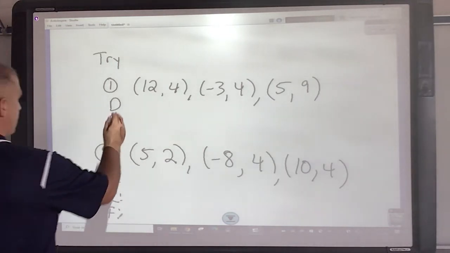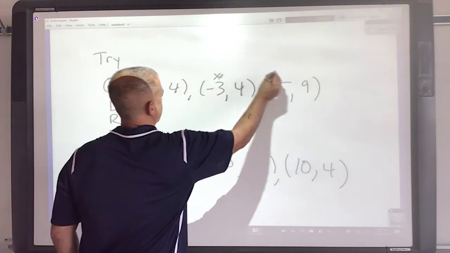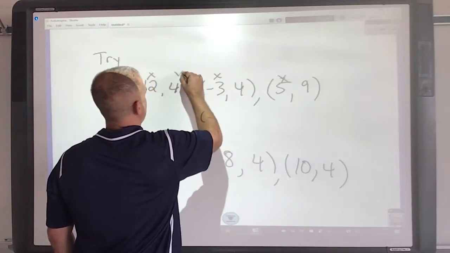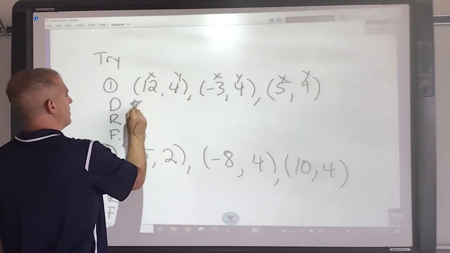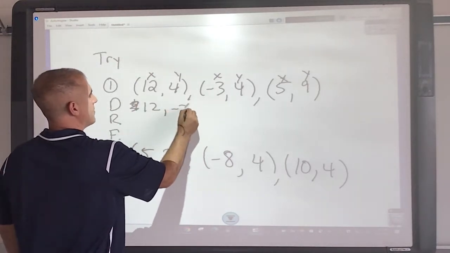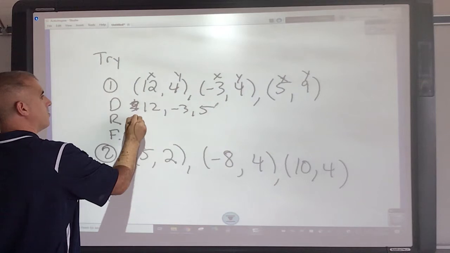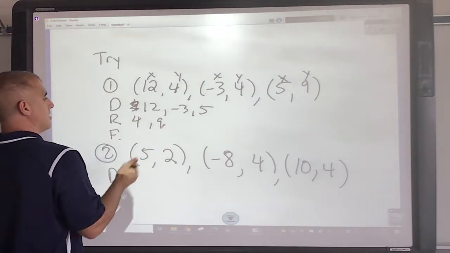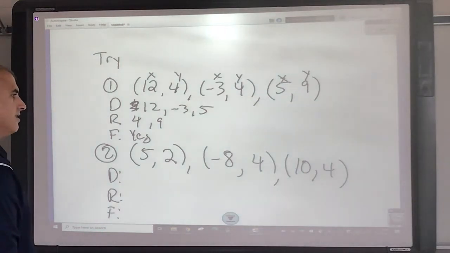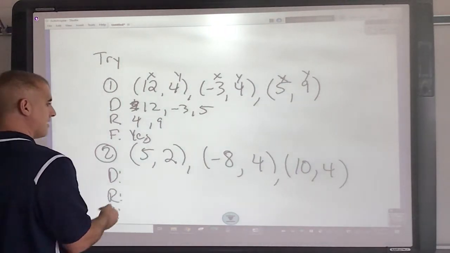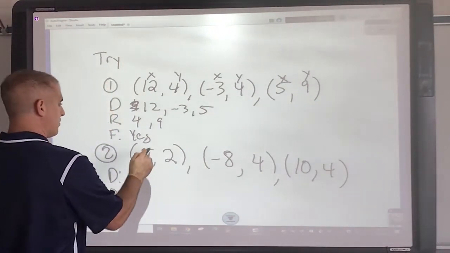So the domain here, x, x, x, y, y, y. I'm sorry, it's going to be 12, -3 and 5. The range will be 4 and 9. This would be a function because I don't have the situation where the x's repeat. And I did the same thing on this one, to try to trip you up a little bit.